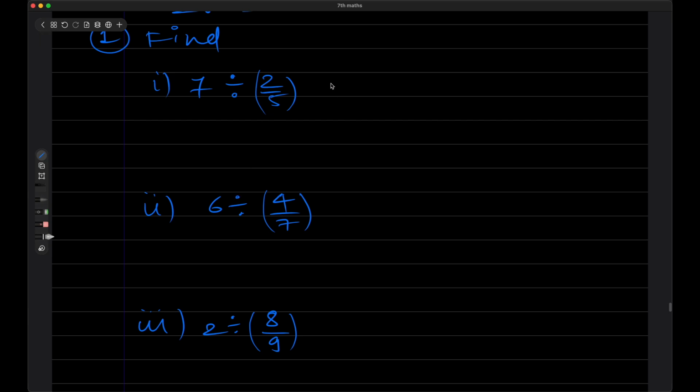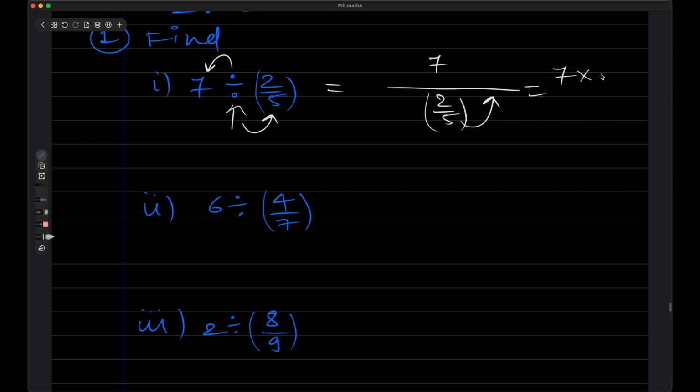So the division of a whole number by a fraction: starting from the division, the left side of the division is above the division line, and the right side of the division is below the division line. Then for the fraction, we send the denominator to the opposite side of the division line, and the answer is 35 divided by 2.